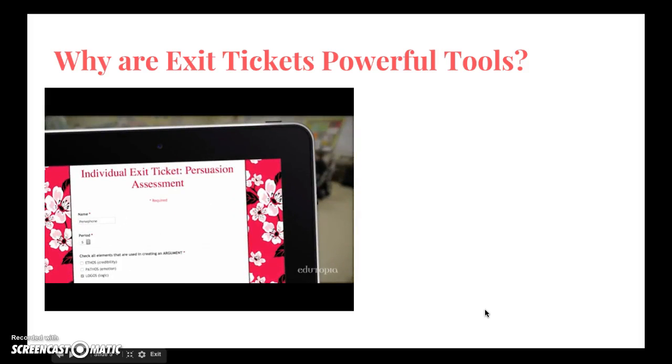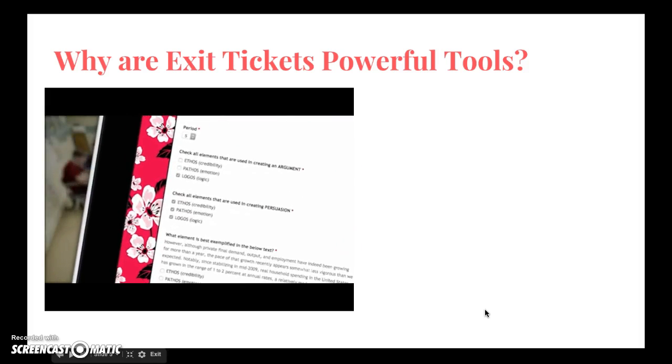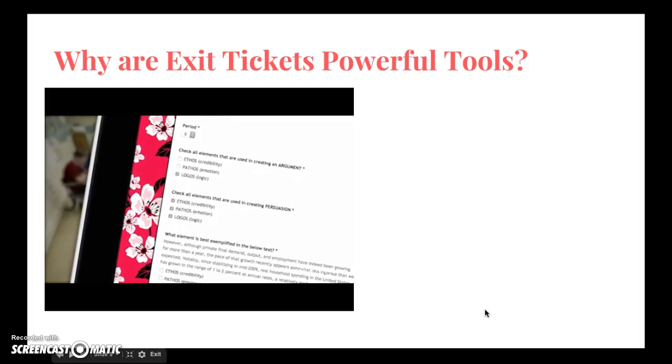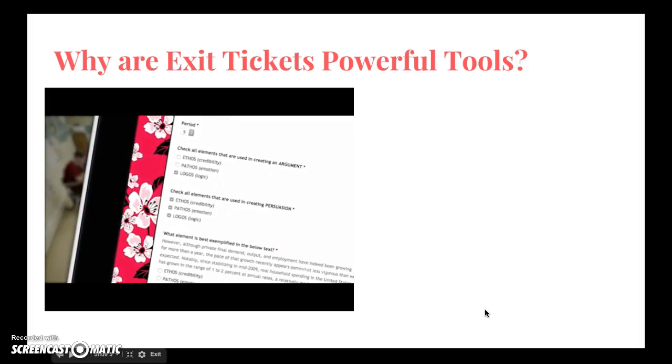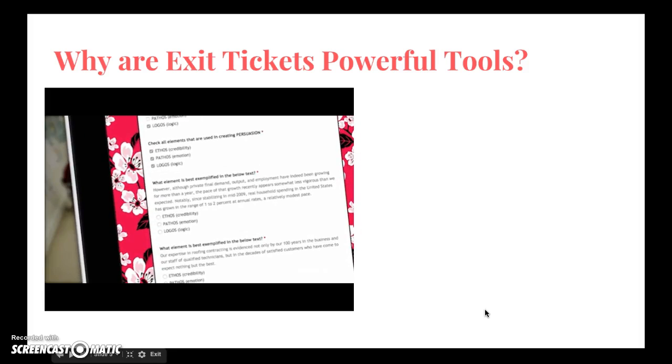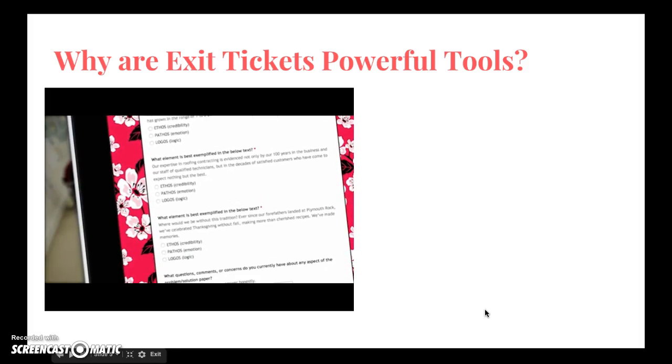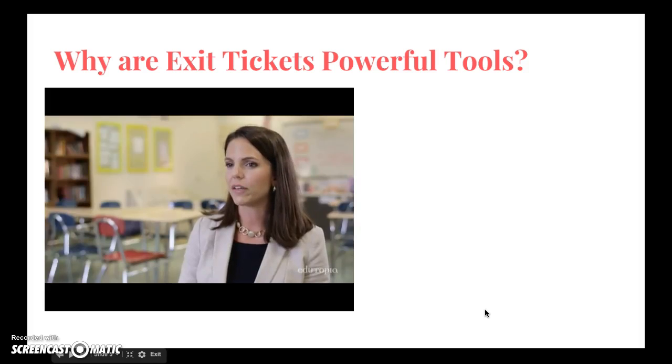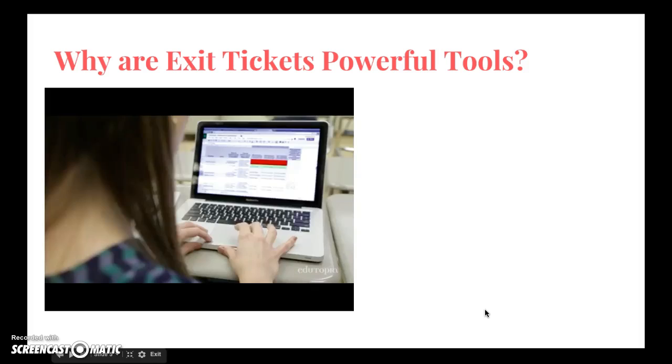For instance, today's exit ticket asked them to identify what elements were in persuasion, what elements were in argument, and then we gave them examples of pathos, ethos, and logos. They had to identify which of those elements were most prominent. So that gave us an idea of whether or not they could differentiate between the three.